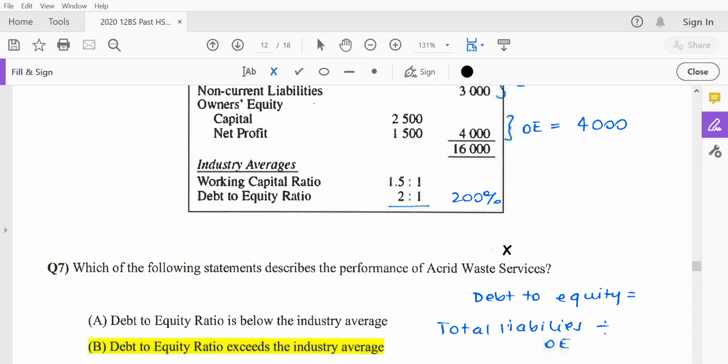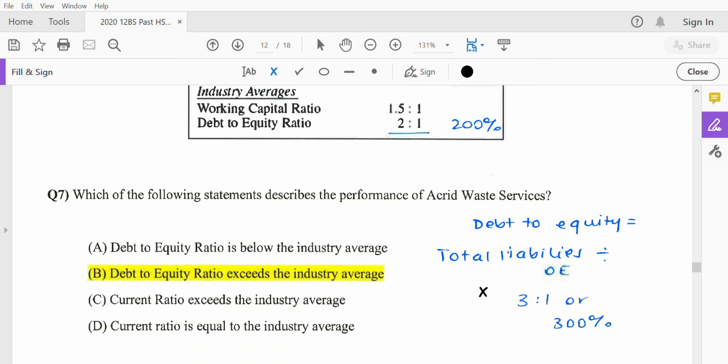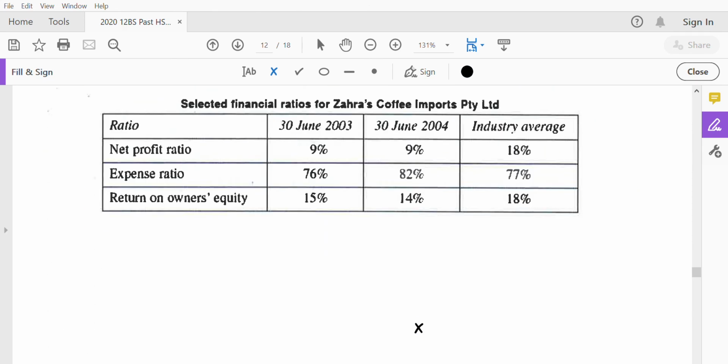Now, with this question, it is B. So again, worked out the debt to equity ratio and had a look at what the industry average was, which is 200%. And this business is well above, because they're at 300%. And I know that because I worked that out before.